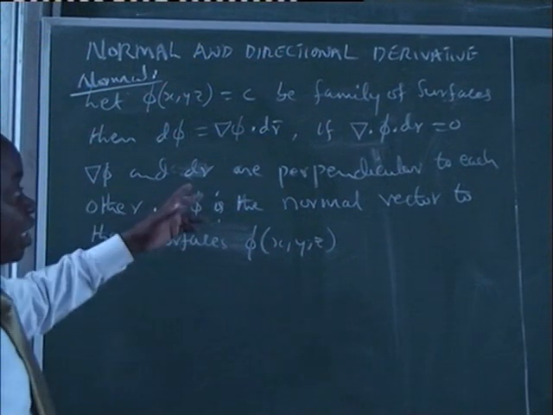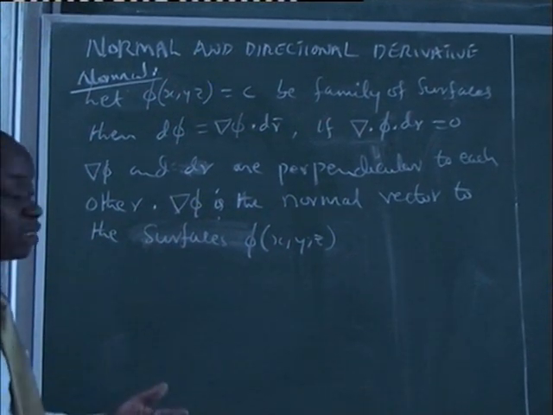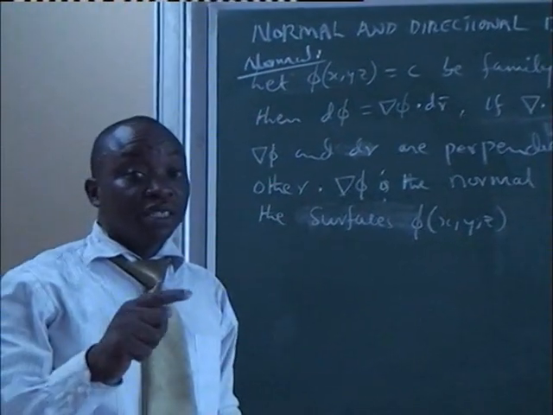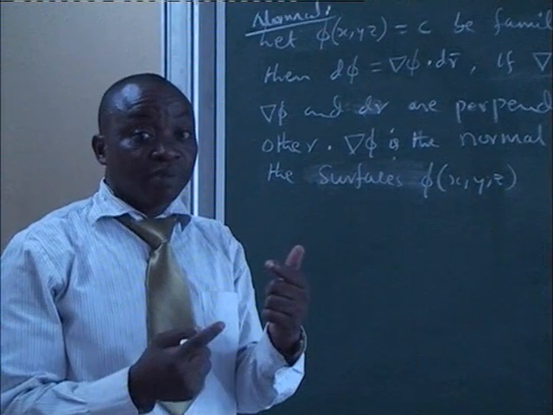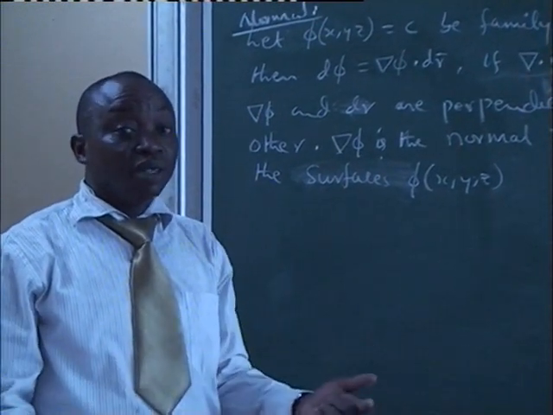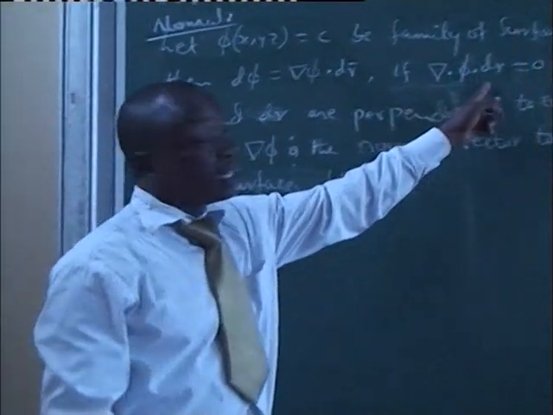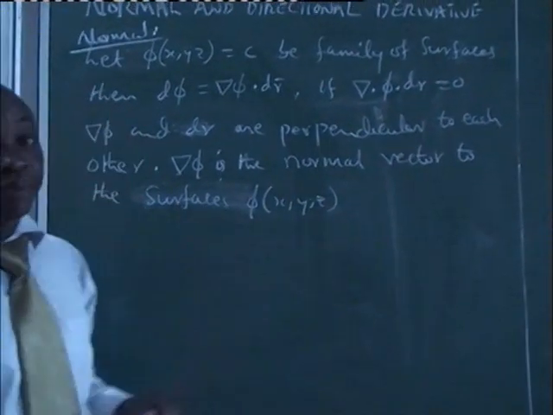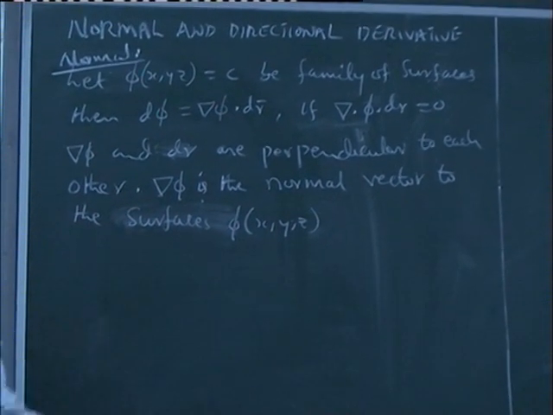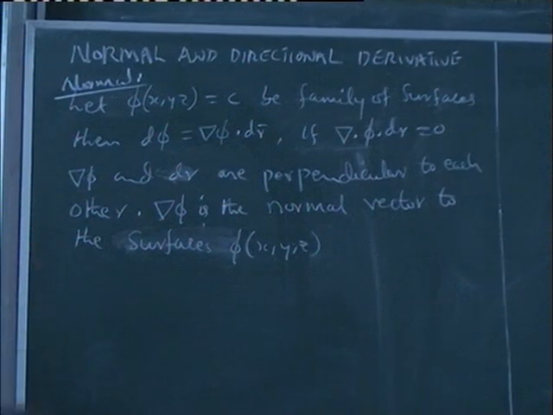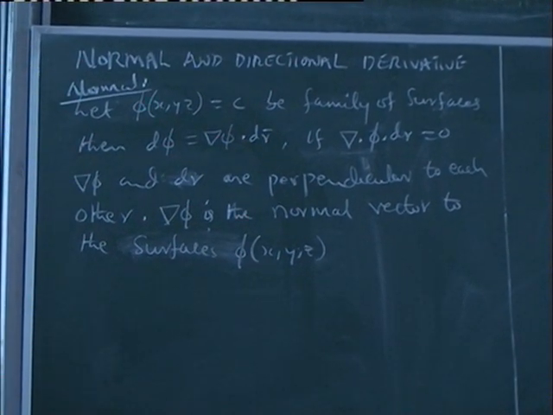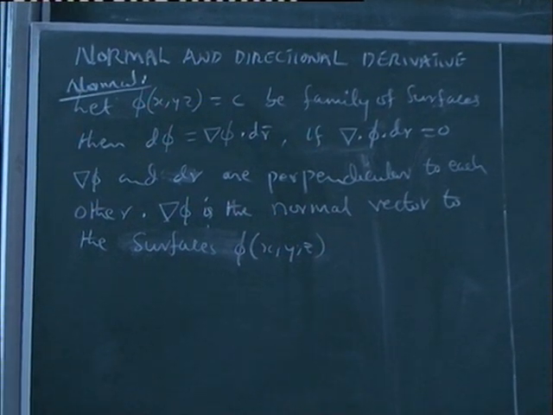If they are perpendicular, it means they form an angle of 90 degrees, and cos 90 gives you 0. So if the del phi dot dr is 0, it means that they are perpendicular to each other. What it means is that del phi is the normal vector to the surface. Okay, now we'll pick an example and see how we can apply this.